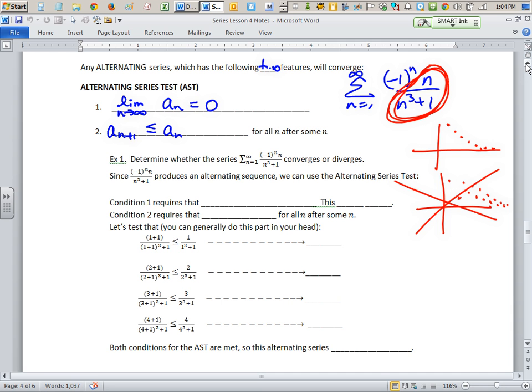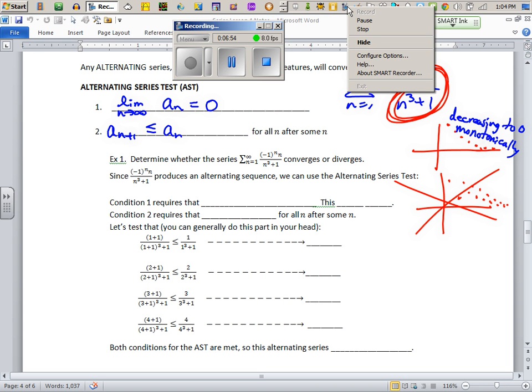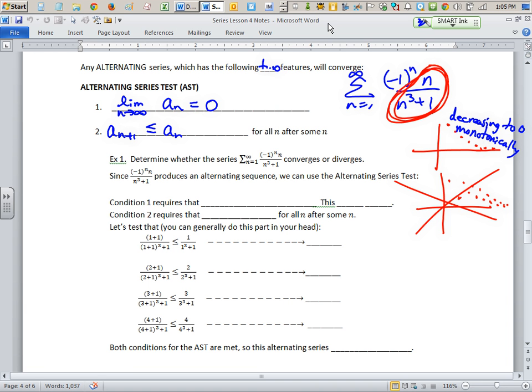Let's write that. Okay, new word. Decreasing to 0 monotonically. Question? Are you recording? I thought so. Yes, I'm recording. Thanks for asking. It's important.